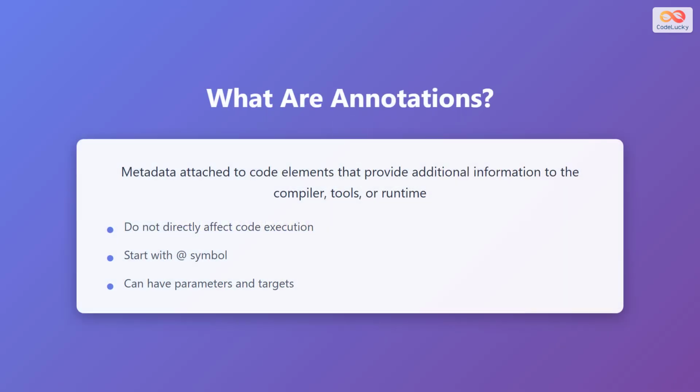So what exactly are annotations? Annotations are metadata attached to code elements that provide additional information to the compiler, development tools, or the runtime environment. The key thing to remember is that annotations do not directly affect code execution. They simply add information that can be used by various tools and frameworks. In Kotlin, all annotations start with the @ symbol. Annotations can have parameters to provide more specific information, and they can target different parts of your code, such as classes, functions, or properties.